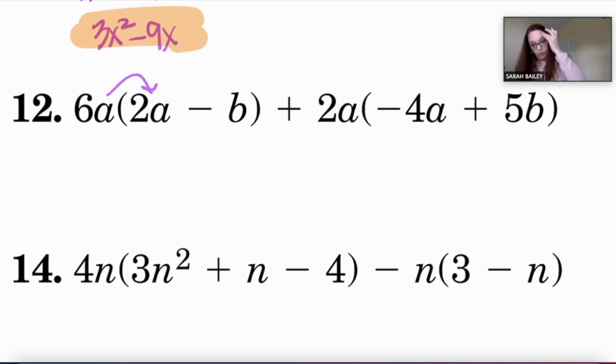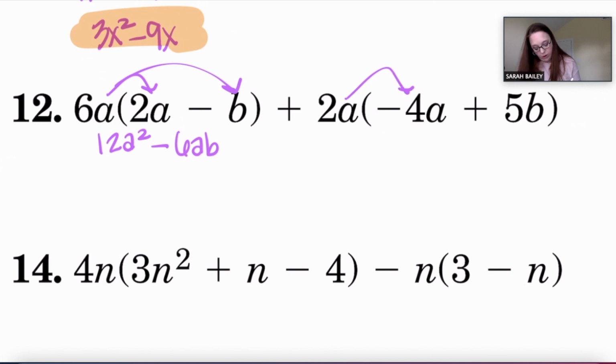So first I'm going to distribute that 6a. So 6a times 2a makes 12a squared. Then 6a times negative b would be minus 6ab. And then I'm going to distribute the 2a. So positive 2a times negative 4a would be negative 8a squared. So minus 8a squared. And then 2a times 5b. So that would be 2 times 5 is 10. So positive 10ab.